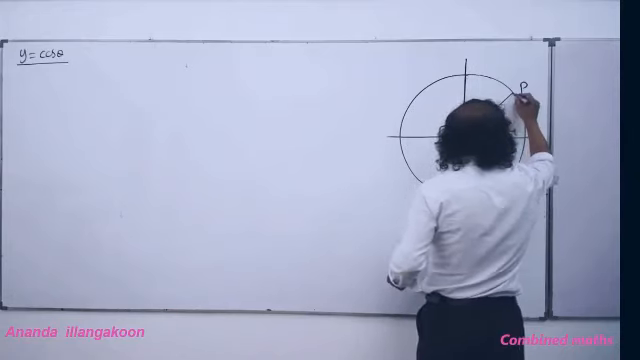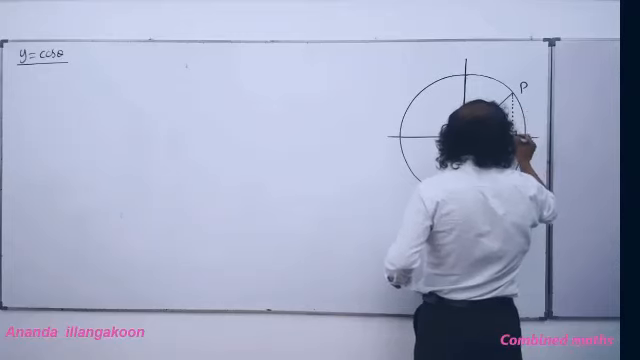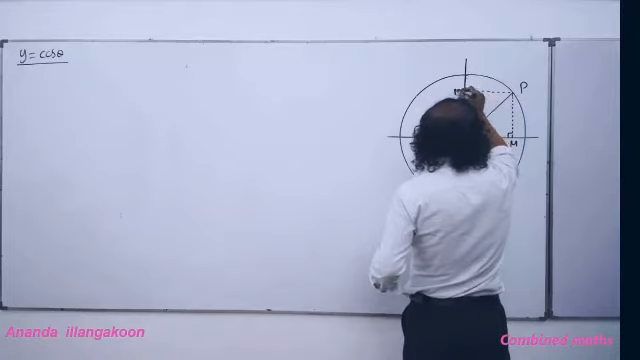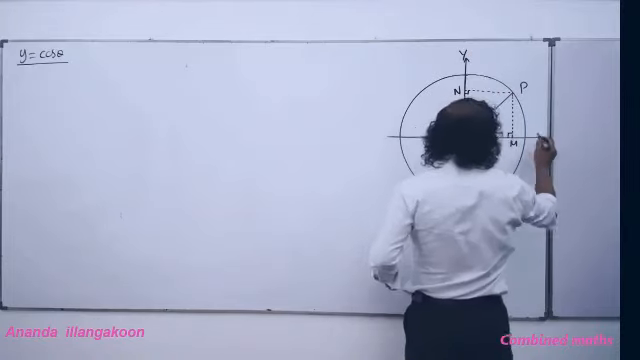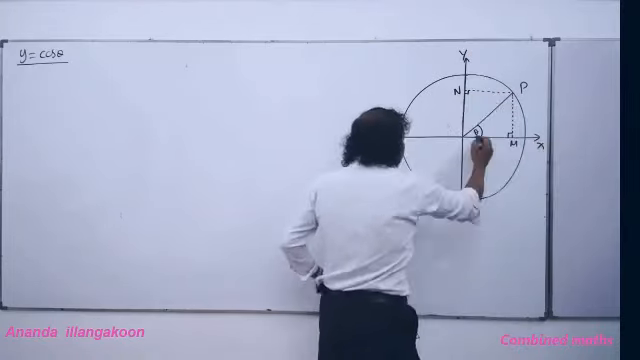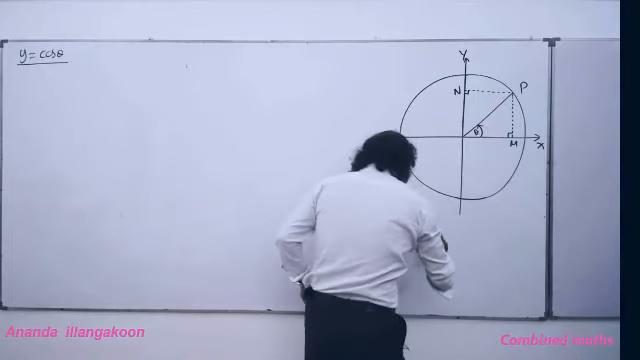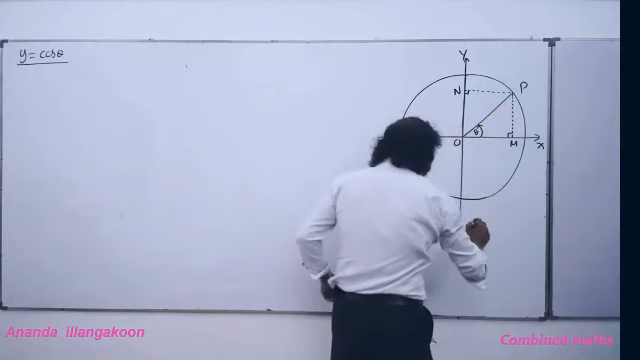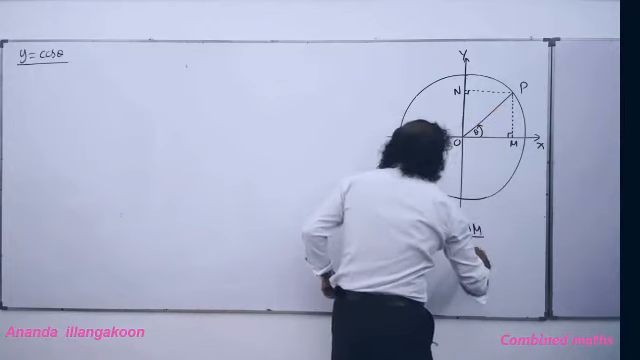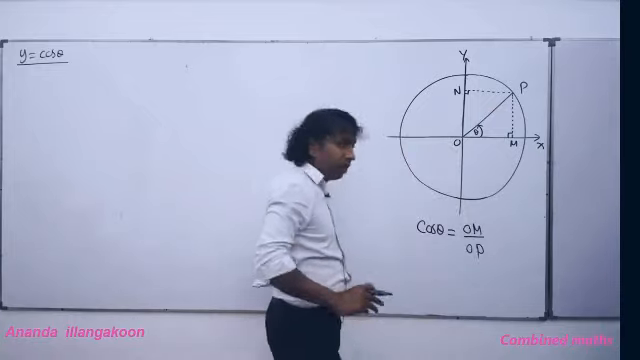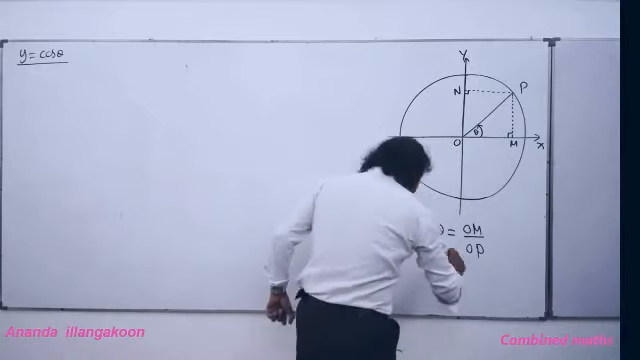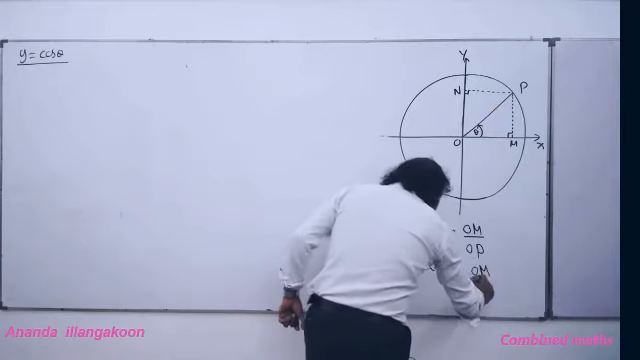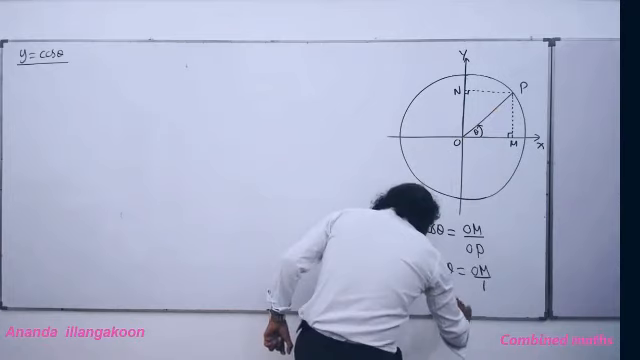This is theta. Here M. This is N. Y axis. Now we can write cos theta. It is the perpendicular projection of this OP on X axis. OM divided by OP. But OP is 1. Then we get cos theta equals OM divided by 1, cos theta is OM.